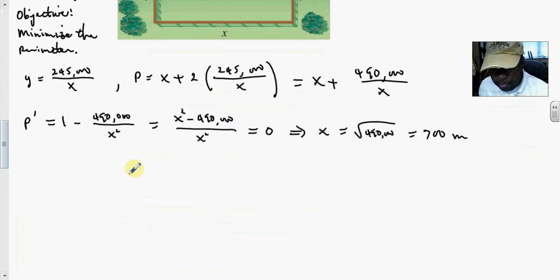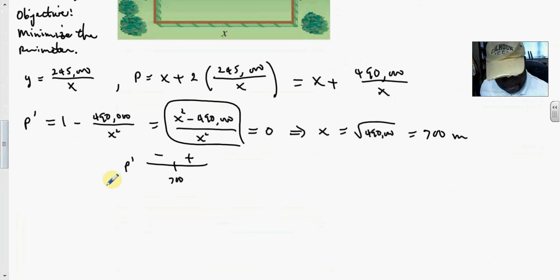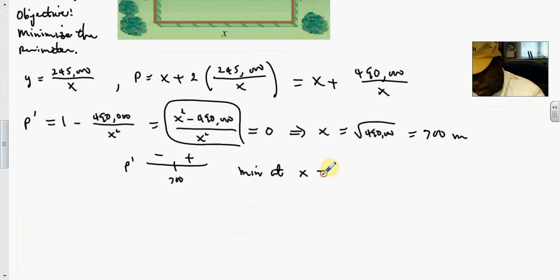So we use the first derivative test on 700. We're testing P prime, and we can use this P prime here. Take a number less than 700, from 0 to 700 because we're talking about something that's real. We're going to get negative. Take a number bigger than 700, we get positive. So indeed, we have a minimum. Minimum at x equal to 700 meters.